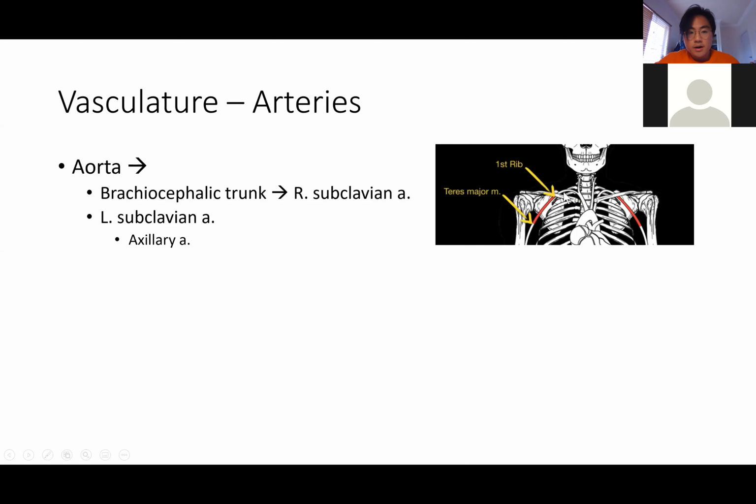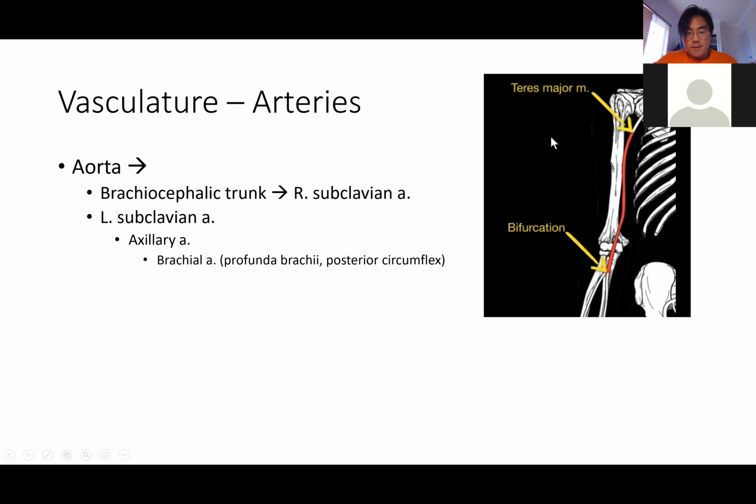So after the subclavian artery, you have your axillary artery. Axillary means armpit, so this is the artery in the armpit. And the border is the first rib and the inferior margin of the teres major. I don't really have a tip for remembering the teres major, so just remember it. Then you become the brachial artery. Brachial, as I said before, means arm. So once you enter the arm, you become the brachial artery. You have two important branches here, the profunda brachii and the posterior circumflex. We'll talk more about that in a sec.